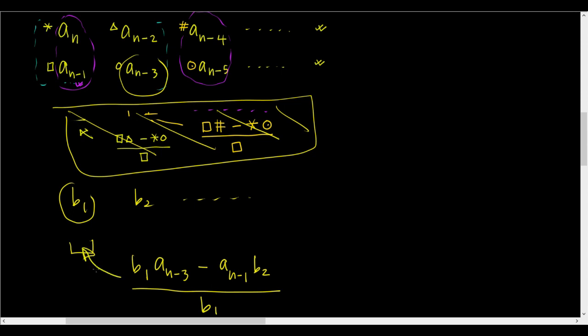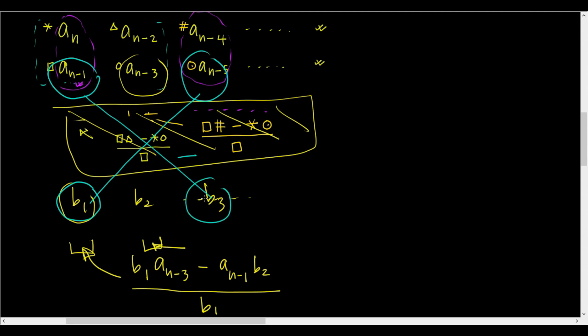Okay, and then what will go here? Well, I have to write b3 here, and then what will go here is this one times this one minus this one times this one divided by this one. Same pattern. Okay, so that's the pattern.